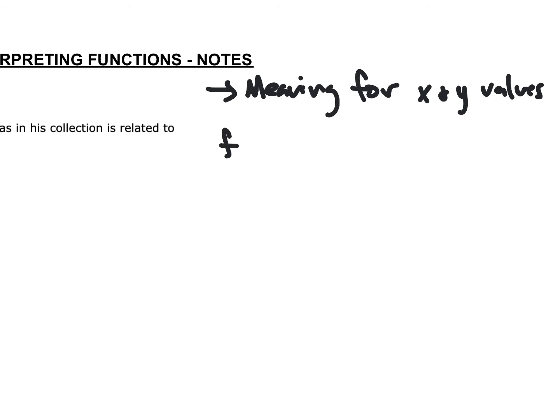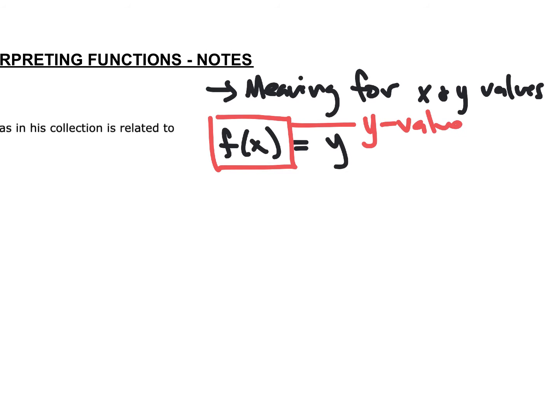Remember that f of x is equal to y, all right? And this is kind of a weird thing to say here, but the whole thing, f of x, that's a y value, okay? The inside part, just the x, that's just your x value, okay? So we're going to talk about coming up with meaning for this.